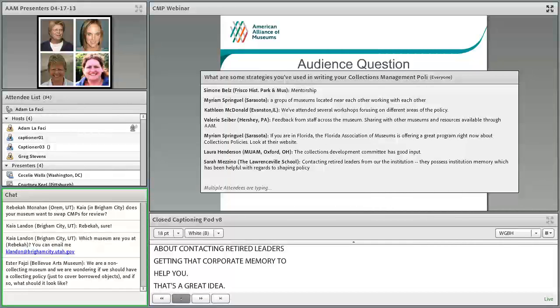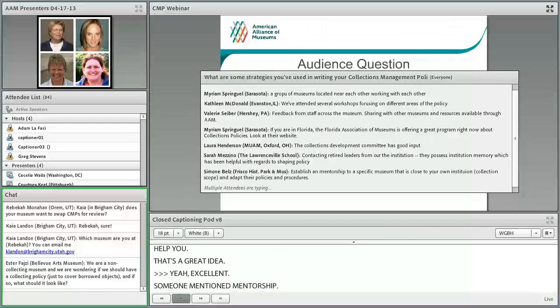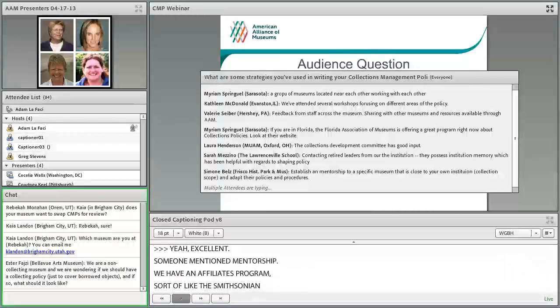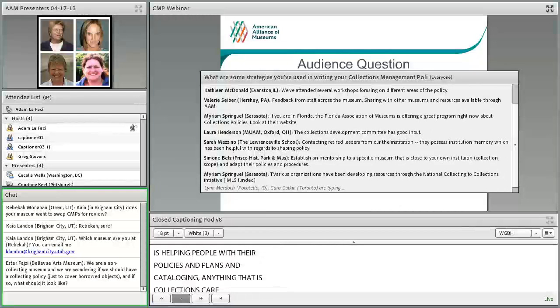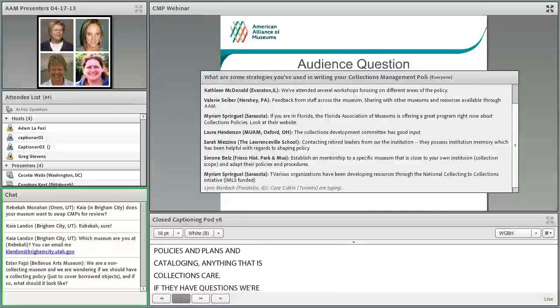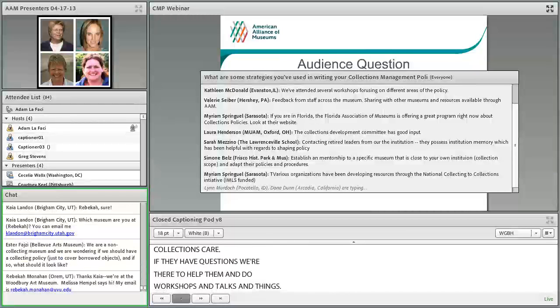Someone mentioned mentorship. We have an affiliates program, sort of like the Smithsonian has an affiliates program. Ours is on a smaller level, but part of the program is helping people with their policies and plans and cataloging, anything to do with collections care. If they have questions, we're there to help them and do workshops and talks and things. It's great for the small museums. It's free. Oh, that's great. And thanks, Simone, for elaborating a little bit. Appreciate that.